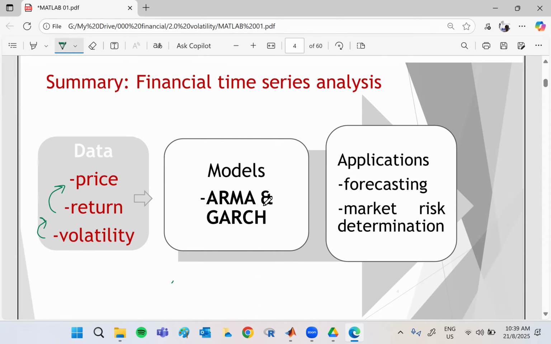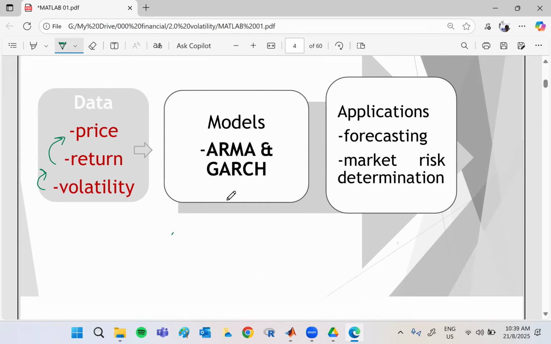So the major models we're going to use are ARMA and GARCH. This is a combination of two models now. One is for the returns, and the other model, which is the GARCH model, is for volatility. The forecasting also consists of two of them, returns and volatility. So the market risk basically will use both the estimated or the forecasted values afterwards.